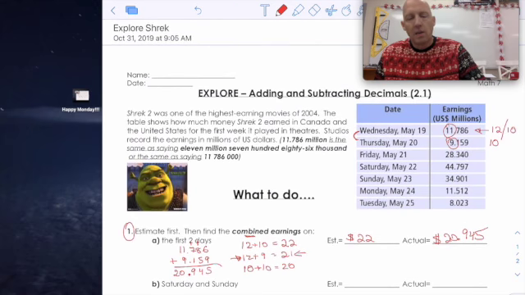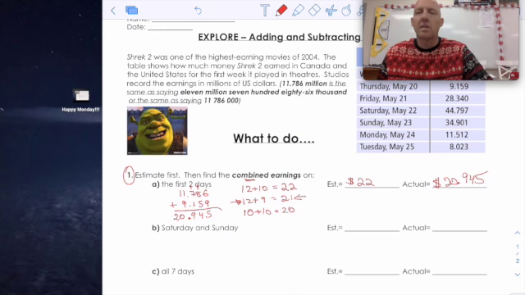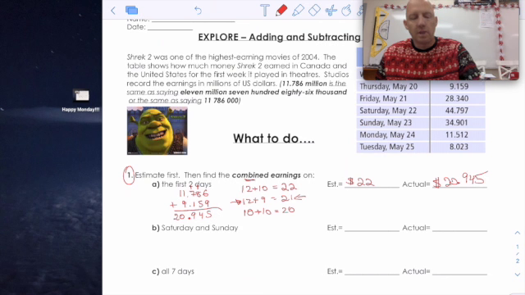So carefully read the instructions. You're using these numbers over here. You don't need to write down millions. If you want to just write it the same way that I did, estimate 22, and then we know because of the instruction up here that we're talking about millions.